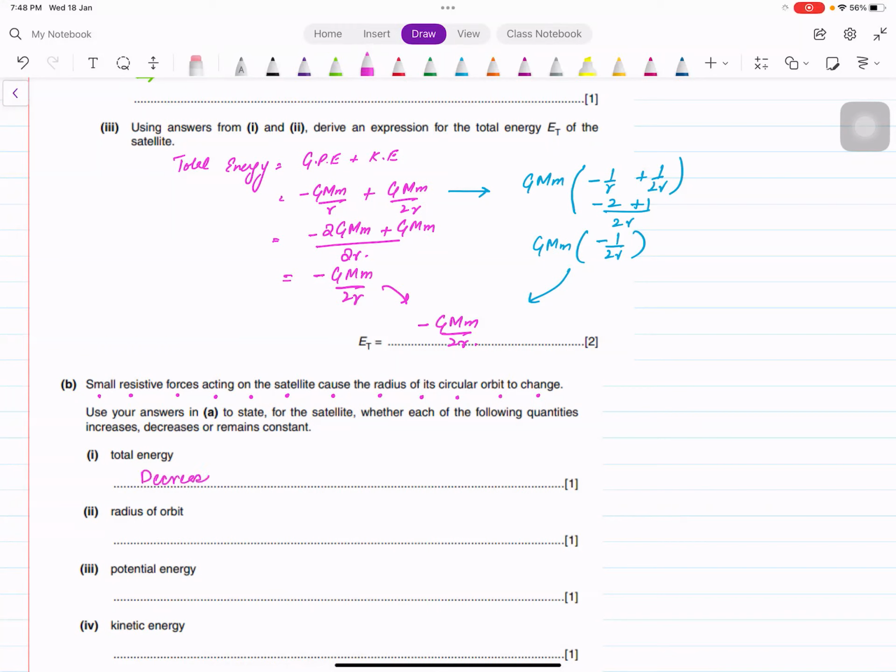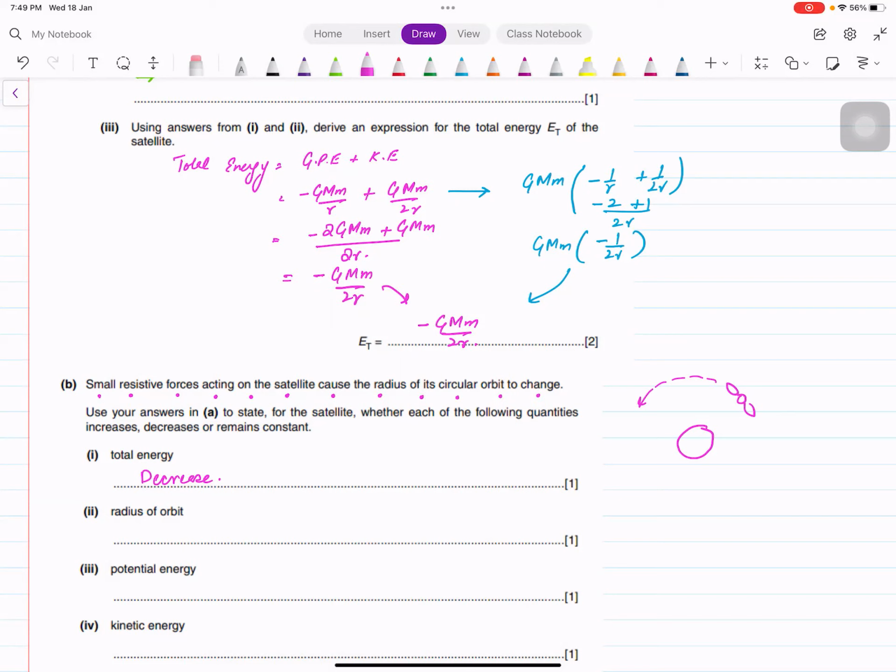Yes, sir. All right. Then it says, if the total energy is decreasing, what would happen to the radius? Would it increase or decrease? Now think about it this way. The object is rotating at a certain speed, right? Yes, sir. So it will keep on rotating.